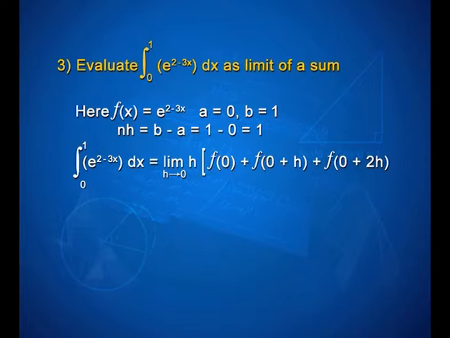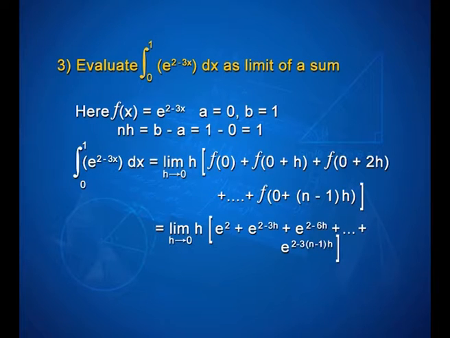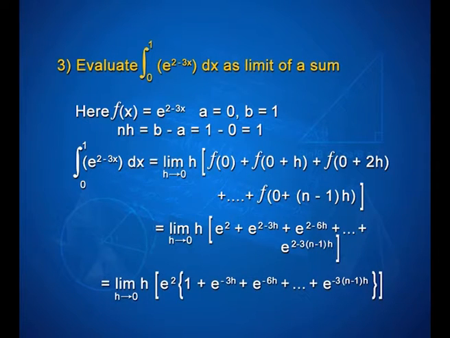tends to 0 h into f of 0 plus f of 0 plus h plus f of 0 plus 2h and so on plus f of 0 plus n minus 1 into h, that is equal to limit h tends to 0 h into e to the power 2 plus e to the power 2 minus 3h plus e to the power 2 minus 6h plus and so on plus e to the power 2 minus 3 into n minus 1 into h, that is equal to limit h tends to 0 h into e to the power 2, taking common we have 1 plus e to the power minus 3h plus e to the power minus 6h plus so on plus e to the power minus 3 into n minus 1 into h.